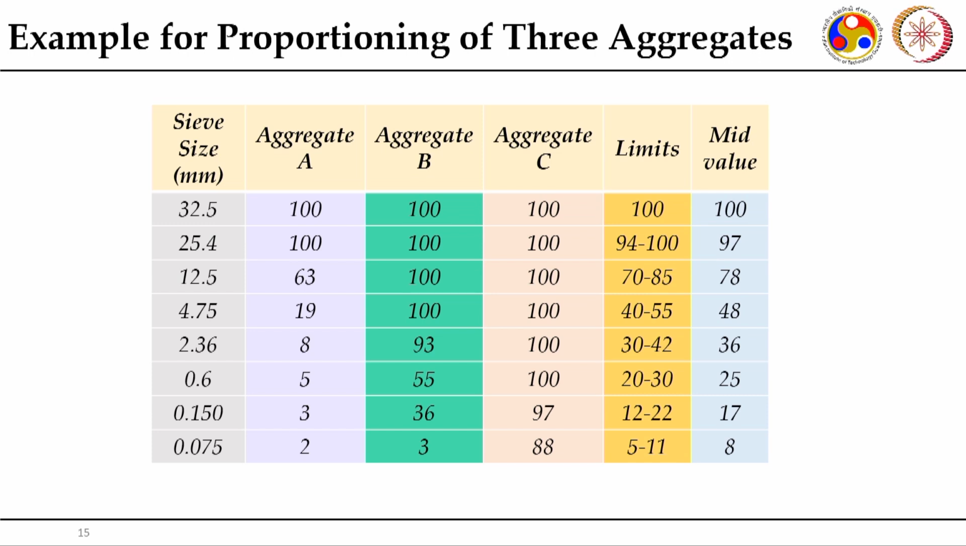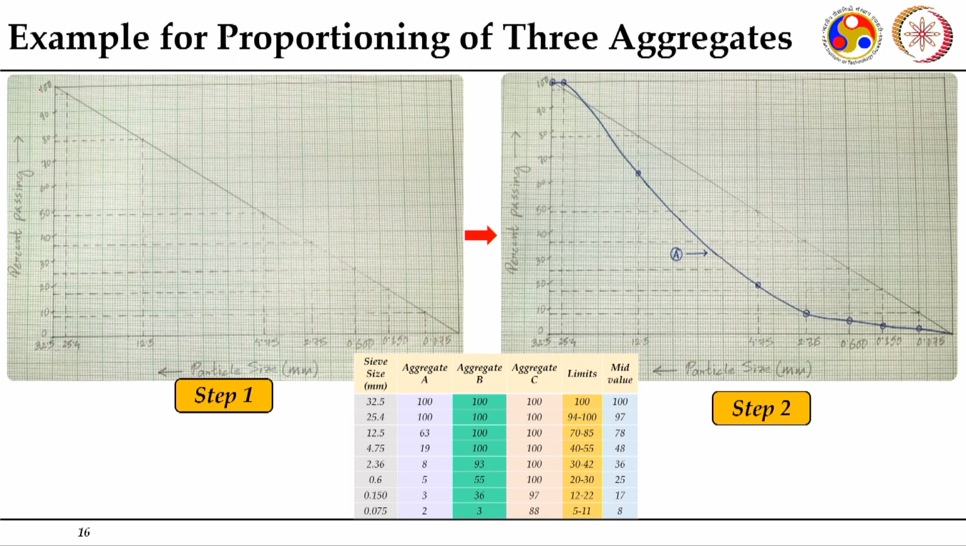One example has been taken up using three aggregates A, B and C, using this graphical method. Here you can see the ranges are given. The aggregate sizes vary from 32.5 mm down to 75 micron. The range is given and then the mid values are given. So, I will take a graph paper, and I will mark the gradation on my y axis.